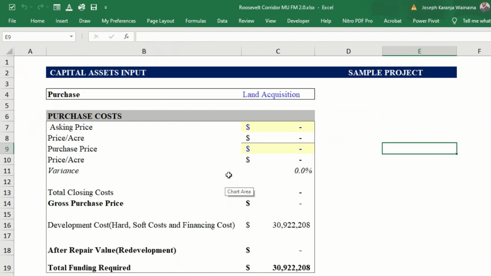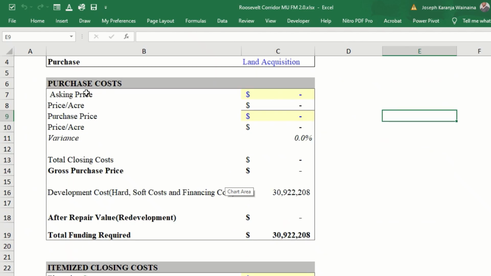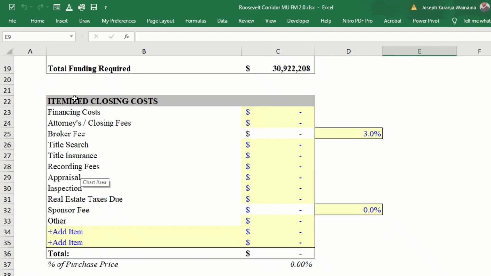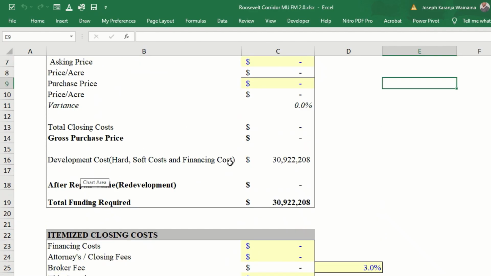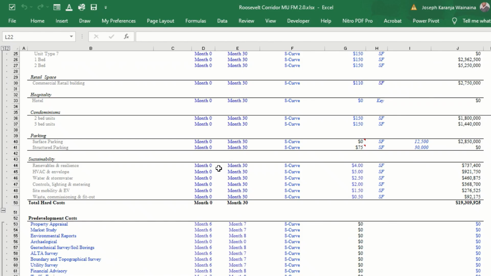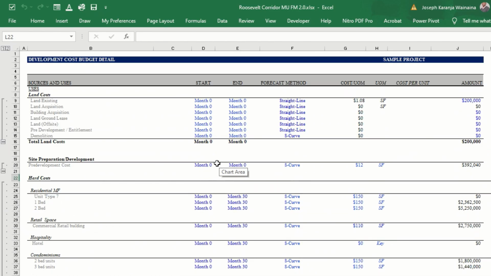We also have now the purchase section, which shows you the purchase costs, the after repair value. I also have the total funding required. So these are the total closing costs, if it's a purchase, then rehab of the development project. We also have now, this is the investment cash flow, the development budget input.